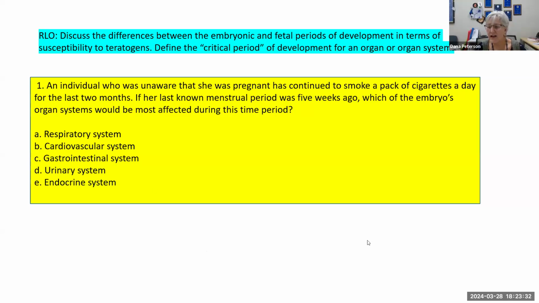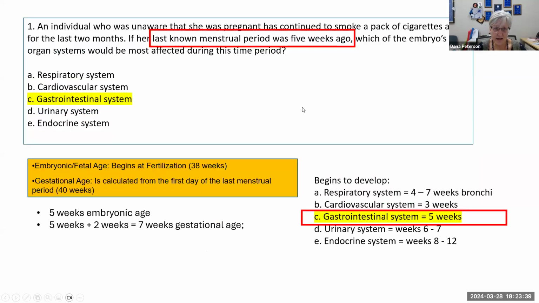Okay, so it looks like everybody was kind of torn between A and B. I'm going to go ahead and show you the correct answer and we can talk about this. So again, this is the question, and last known menstrual period was 5 weeks ago. I'm reminding you that we have two different ways to calculate the age of a developing embryo. So it either begins at fertilization, so the total gestational time is 38 weeks, or we use gestational age, and this is calculated from the first day of the last menstrual period. And this was Kate LaJoy's very first tutoring session that she presented this. So again, we have that this embryo is at 5 weeks of embryonic age or 7 weeks of gestational age.